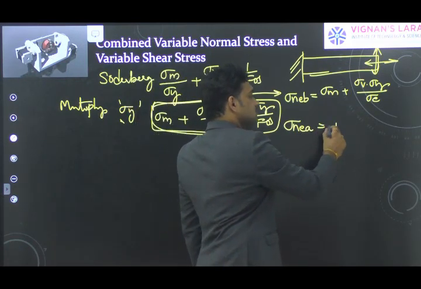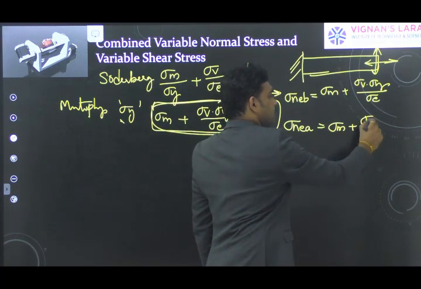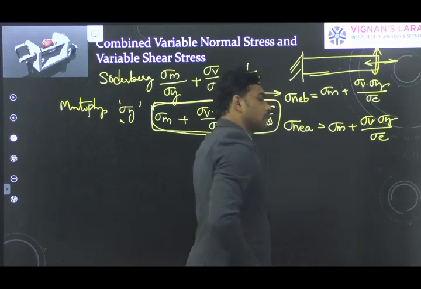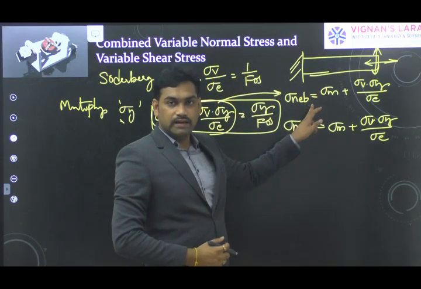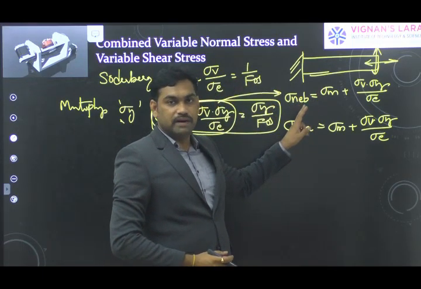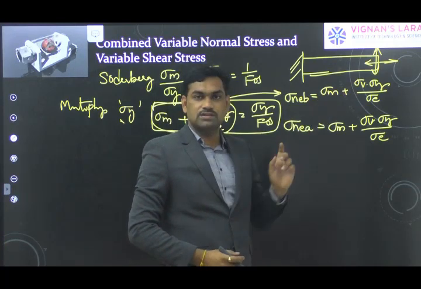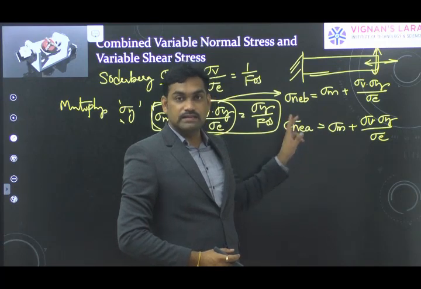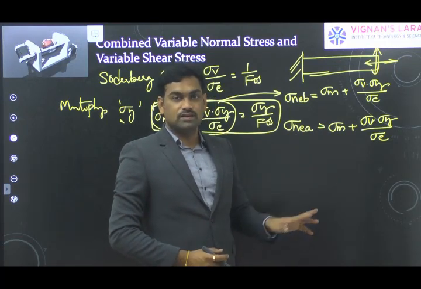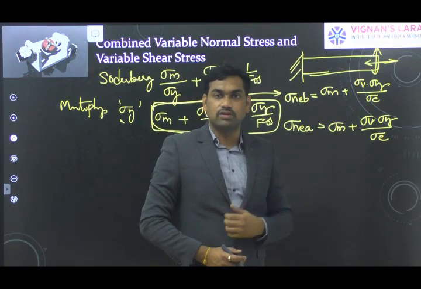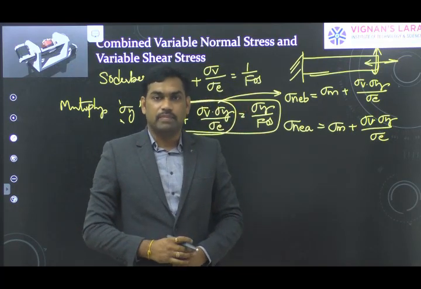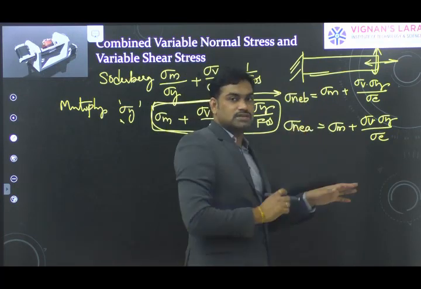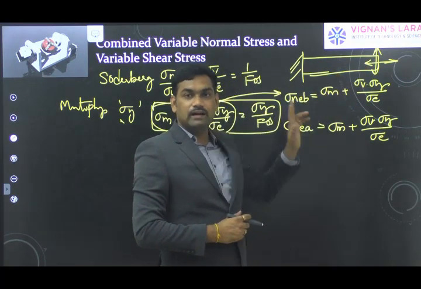The equation will be the same: sigma m plus sigma v into sigma y by sigma e. But for sigma NEB, the equivalent normal stress in bending, you can find the mean stress and variable stress using 32 M by pi d cubed. And for sigma NEA, the equivalent normal stress in axial loading, the mean stress and variable stress are found using 4F by pi d square. So these are the two equivalent normal stresses in bending and axial loading.